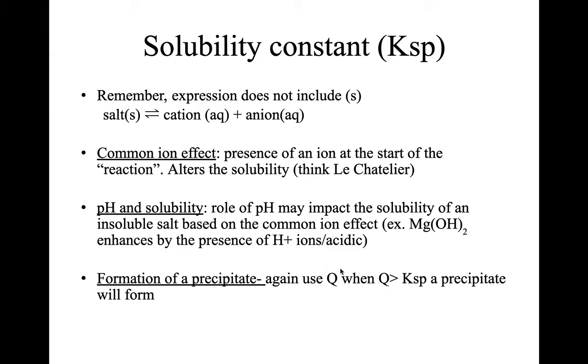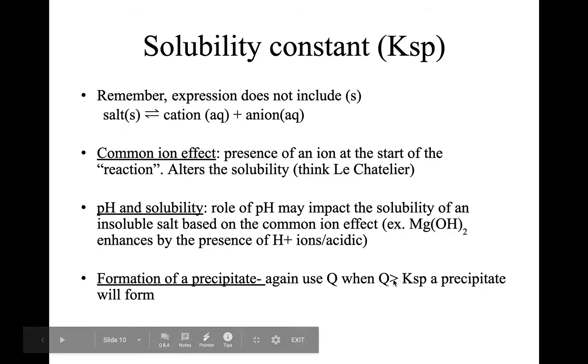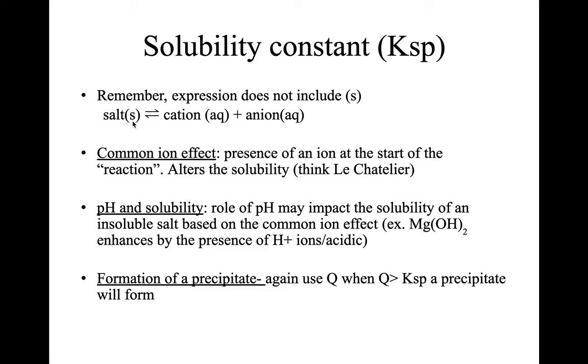You can also use Q to predict whether a precipitate will form. Again, if Q is greater than K, there's too much product, so you're going to shift towards the reactants, which happen to be solids. This also came up in pH and solubility, but luckily that is also not included this year.